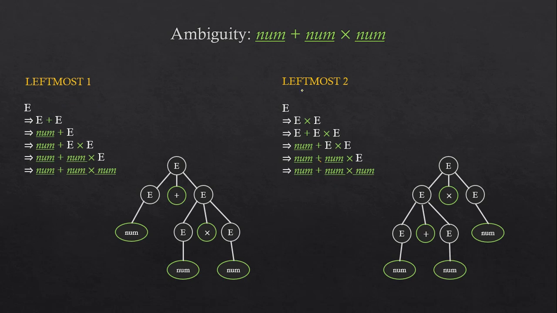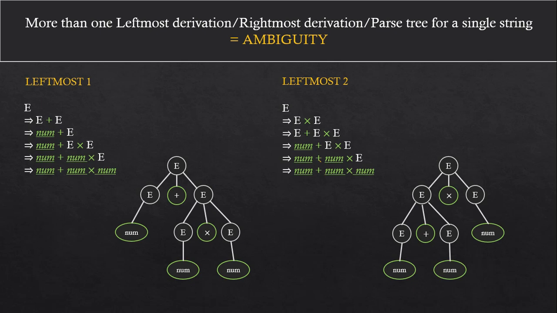You will notice that both of these derivations are leftmost derivations, but for the same string we have two different leftmost derivations and, equivalently, two different parse trees. When that happens, we call that an ambiguous grammar. So if we have more than one leftmost derivation, or more than one rightmost derivation, or more than one parse tree, which all three are basically the same thing, we say the grammar is ambiguous. That's one more definition for you: ambiguity.